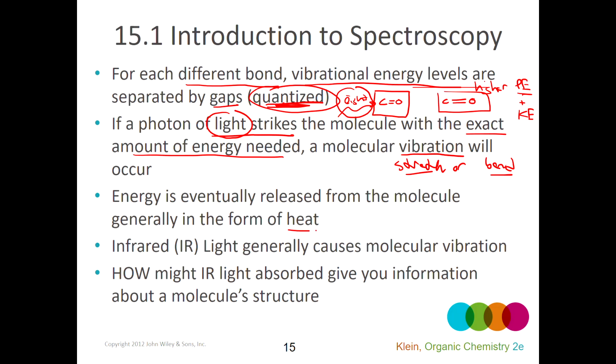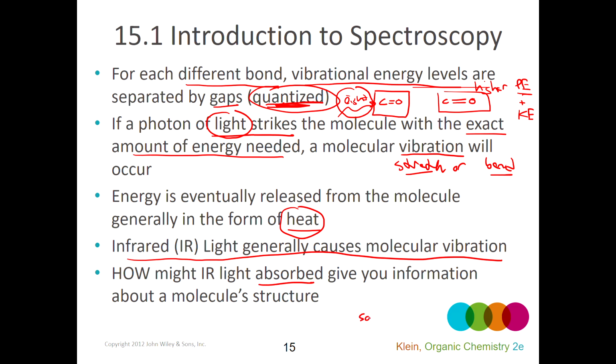Eventually it's released in the form of heat, right? Because as we said, bending and stretching is molecular motion, and when molecules move around more, whether it's vibrational, rotational, translational motion, those all produce an increase in temperature or an increase in heat. But the key thing here is that since it's the light that's causing the vibration or motion, the light is absorbed and converted into a different form of energy.